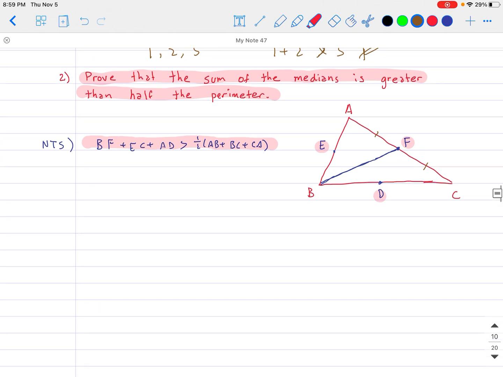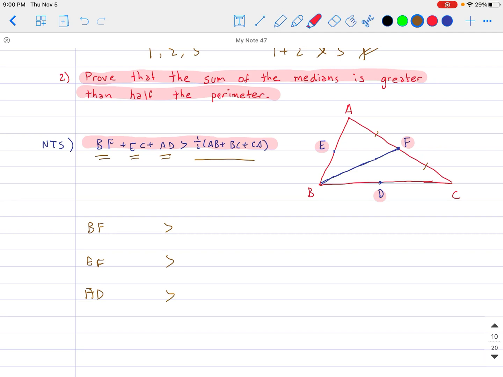So here is something that helped me come up with my conclusion. Since I'm trying to prove that the medians are greater than half the sides, I basically need to come up with something that says BF is greater than something. I need something that says CE is going to be greater than something. And then I also need something like AD is going to be greater than something. Well, in terms of what those somethings are, that's where I rubbed my head a little bit. But here's what I came up with.